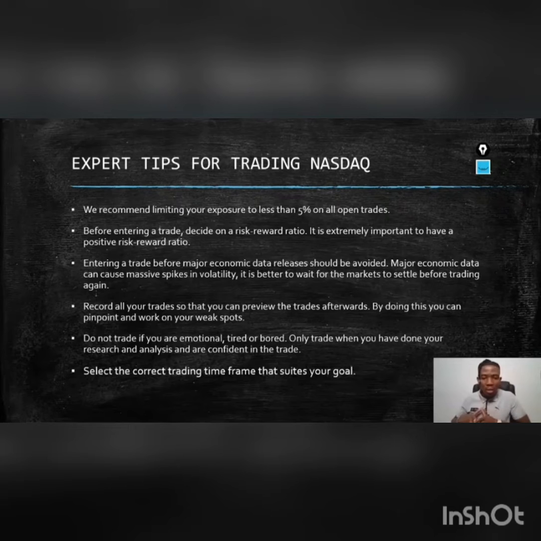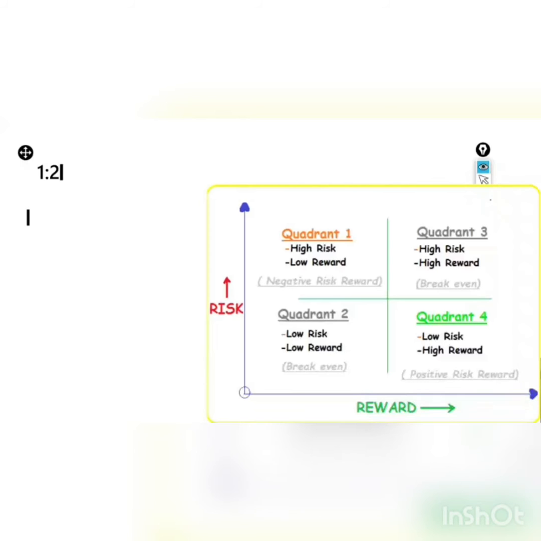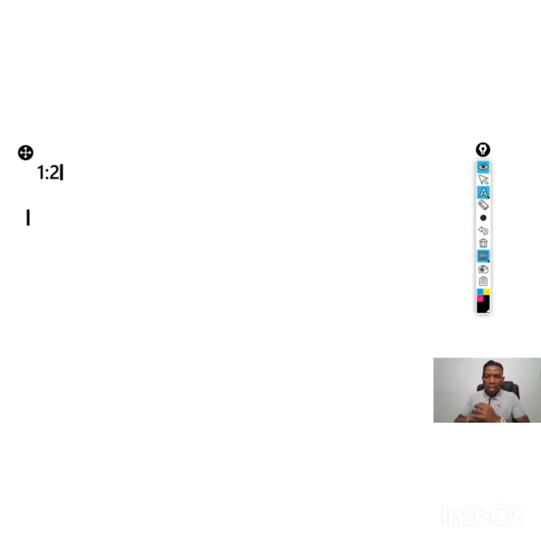Before we enter trades, guys, we recommend that you decide on a risk-reward ratio that is always positive. That will ensure that you always have a positive statistical advantage. So let me show you what I mean by that. As you know, whenever we trade Nasdaq, we have to ensure that we use a risk ratio of 1:2. So why do we want to use this kind of ratio? This ratio means that whenever I take a trade, I am willing to lose 1 to gain an overall of 2. By so doing, it ensures that all my trades will end in a positive manner.